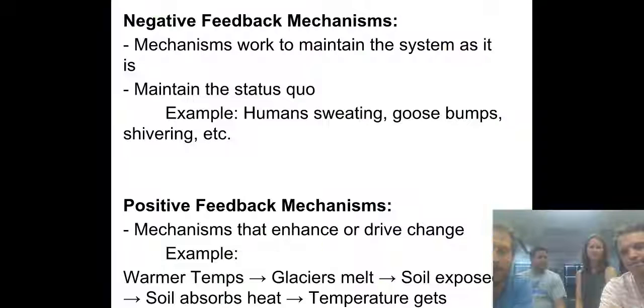All right. So these are two types of feedbacks that we see when we start talking about systems. We have a negative and a positive, and they're kind of confusing on the terminology, but it's really straightforward. So a negative feedback mechanism is basically where it's just maintaining the status quo. It's keeping the system the same.